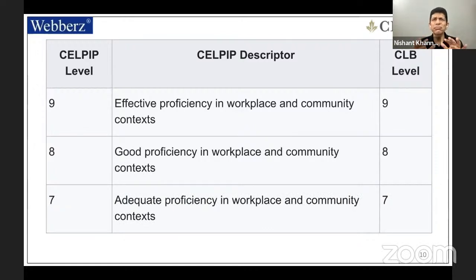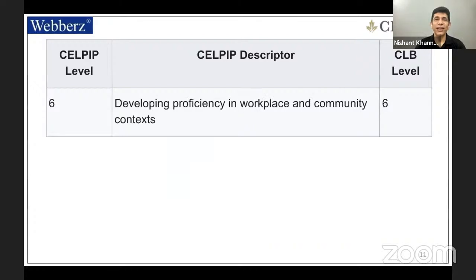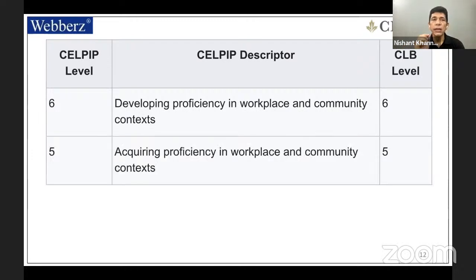Adequate means it's not very much, but it's okay. That means you can communicate. That is the minimum. Again, I'm telling you, that is the minimum for O or A level jobs. 6, developing proficiency. That means you are in the process of developing the proficiency. Not very well developed, but somewhere in between. 5, acquiring proficiency. That means you still have to acquire more. You have a lot of scope to grow.